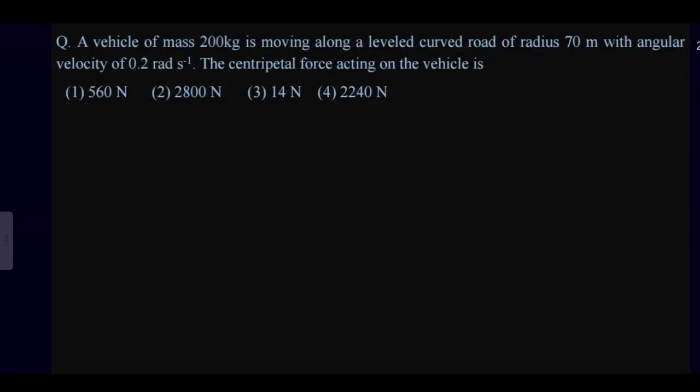A vehicle of mass 200 kg is moving along a leveled curved road. Level road means what? No banking, horizontal. With a radius given as 70 meters and angular velocity given as omega. Now they ask us to find what? The centripetal force acting on the vehicle.